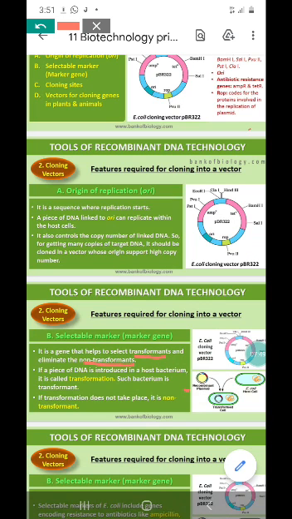So, these selectable markers. What is the use of selectable markers? They help us to differentiate between transformants and non-transformants. Clear, children? Okay, right.